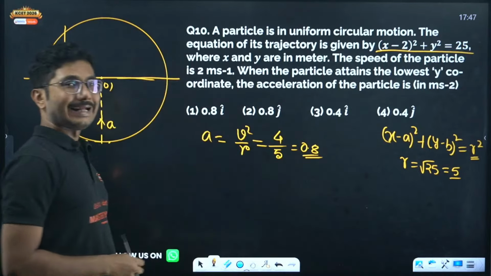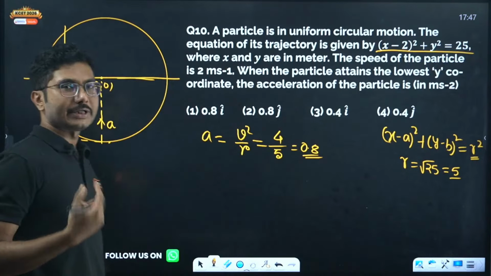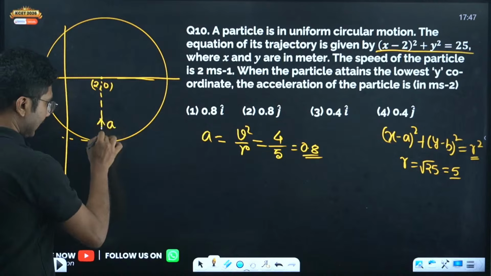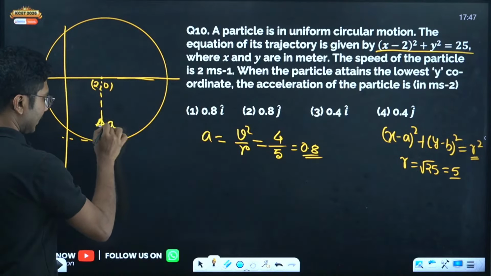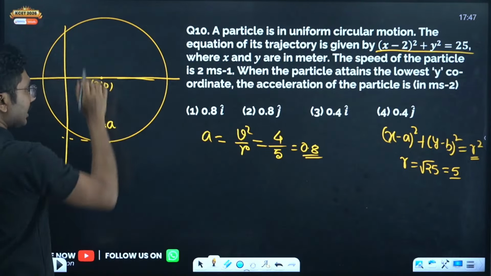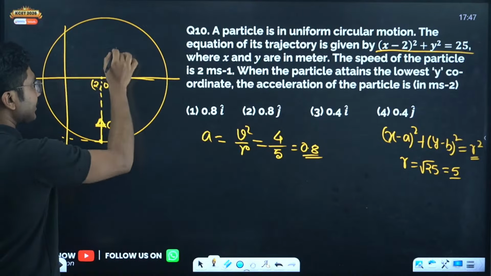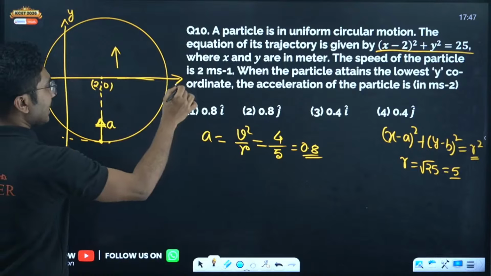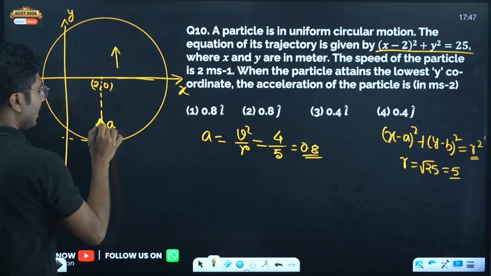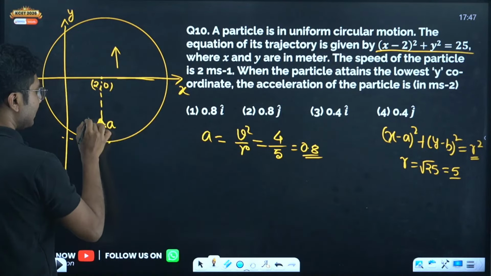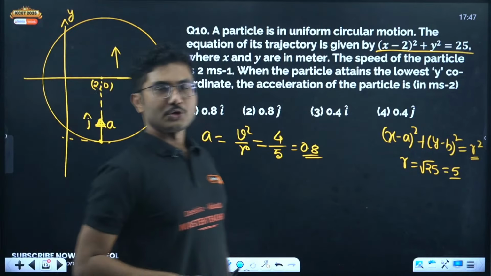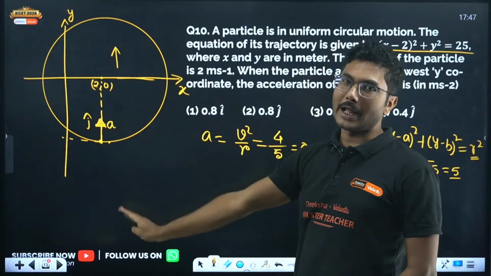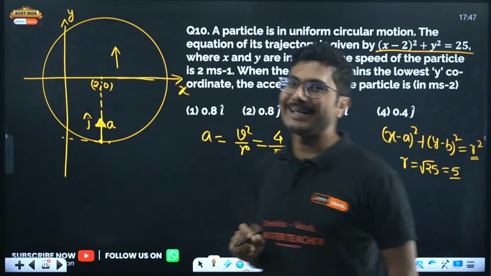Now 0.8, in which direction, i cap or j cap? When the particle is at the lowest position, what is the direction of this acceleration? The acceleration points in the positive y direction. This is the y direction, this is the x direction. So this is the j cap direction. The particle is basically accelerating in the j cap direction with the magnitude of 0.8.